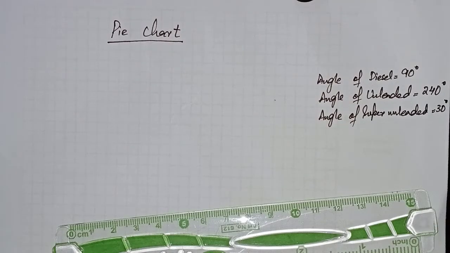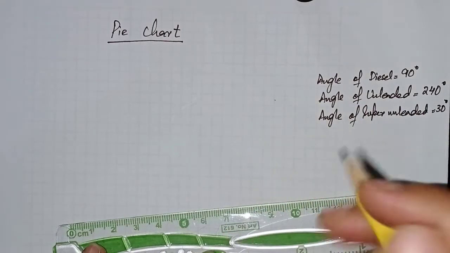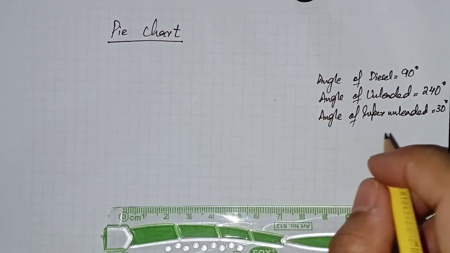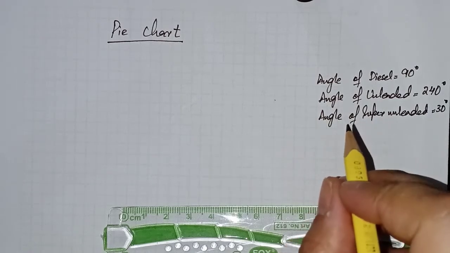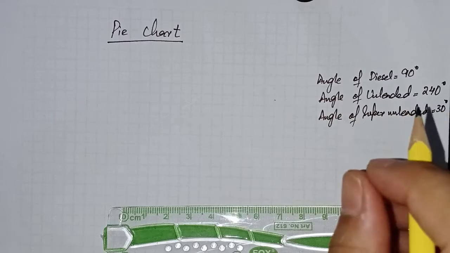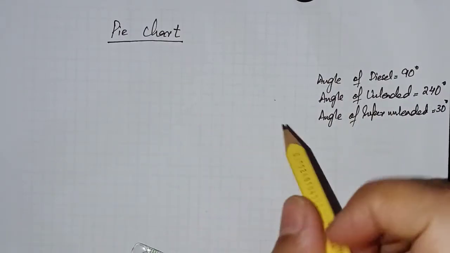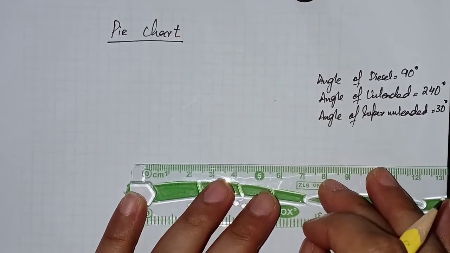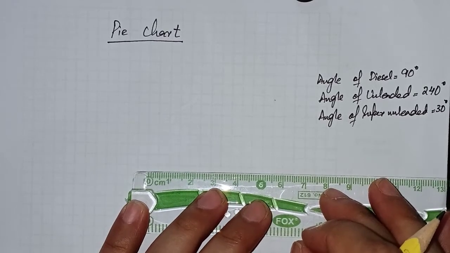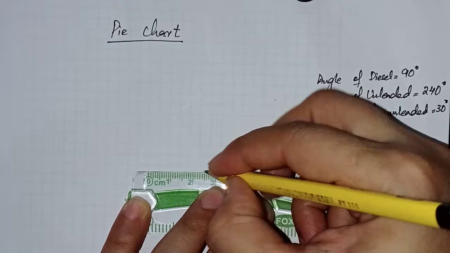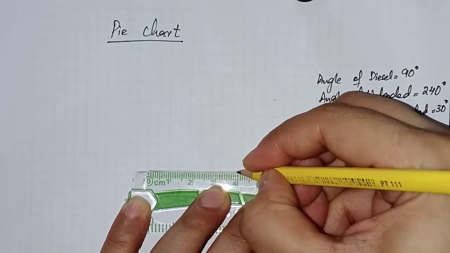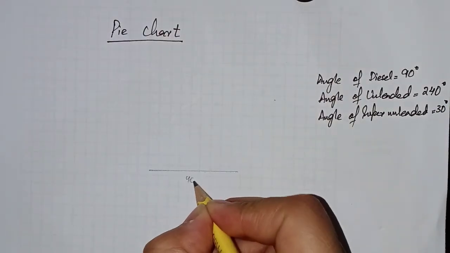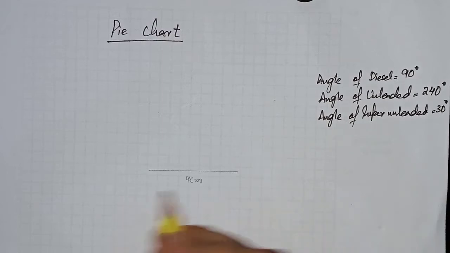This also happens. But if nothing is drawn, then we will decide what the radius of the circle will be. As the name of this topic is presentation of data, our data should be very presentable. So our circle should represent all the angles in a proper way. If I take 4 centimeters as the radius of the circle, I will draw a line of 4 centimeters. Here we have a 4 centimeter line, the radius of the circle.